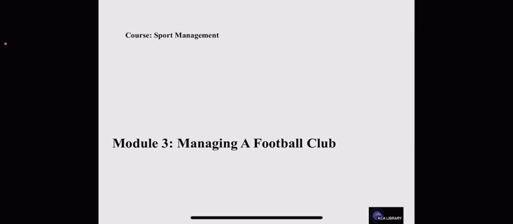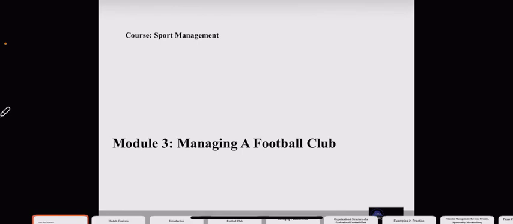As we know, when we are talking about sports, managing a football club is one of the important topics that needs to be discussed in this course. In this module, we will be enlightening ourselves on the different ways in which we can manage a football club, and what we need to do as a football manager, or what we should not do as a football manager. So let's move on to the contents of the module now.